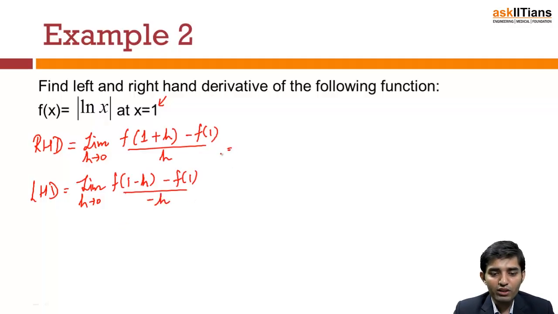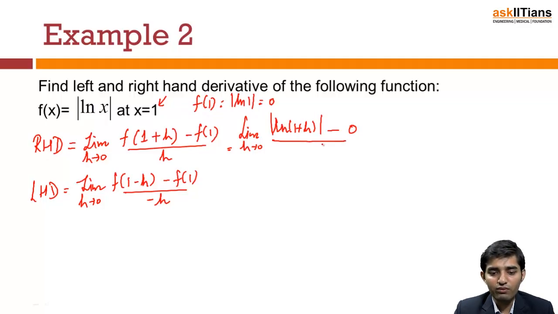Alright, now what will be the value of f of 1 plus h? I will just simply replace x by 1 plus h, right? So let me write down the limit h tending to 0, f of 1 plus h will be how much? Ln of 1 plus h, and the mod of this quantity, minus f of 1. Now ln 1 will be 0, f of 1 is 0, right? Because if f of x is mod of ln x, f of 1 will be nothing but mod of ln 1, and ln 1 is 0. Okay, so this f of 1 will be 0, this quantity is 0, and here also this quantity is 0, divided by h.